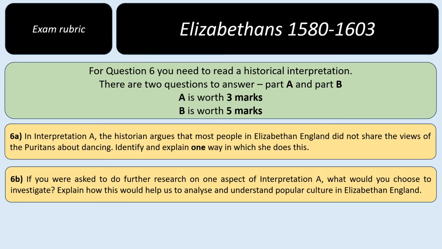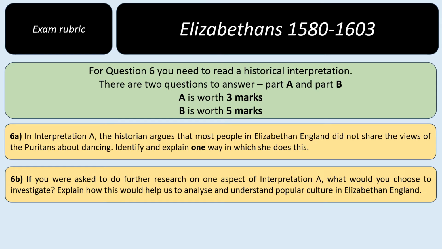The whole point of question 6A is to identify the way a historian puts across their view, or an interpretation puts across a view. So we'll just read this question. In interpretation A, the historian argues that most people in Elizabethan England did not share the views of the Puritans about dancing. Identify and explain one way in which she does this.